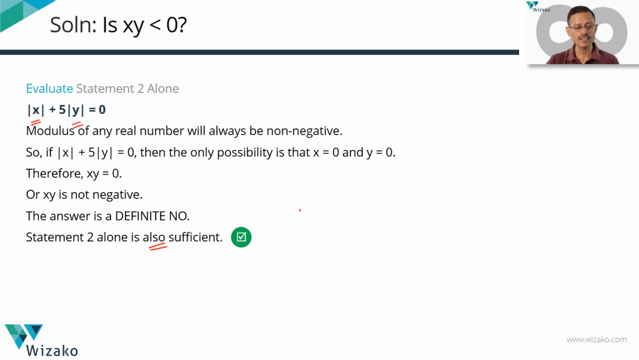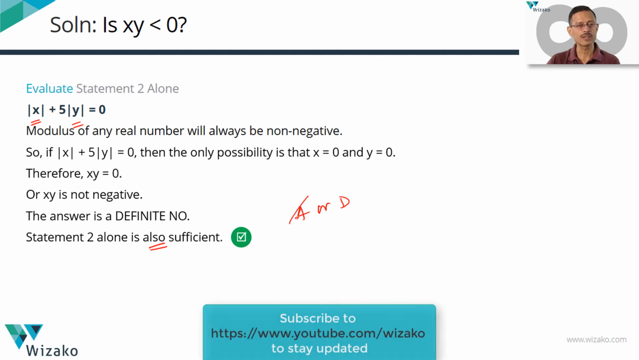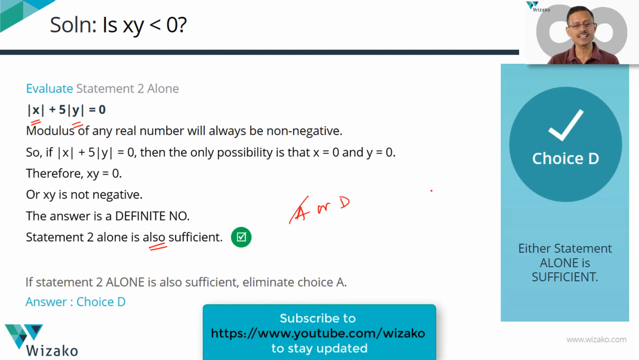At the end of statement 1, we narrowed our answer choices to A or D. Now we can rule out A because statement 2 is also sufficient. Choice D is the correct answer to the question.